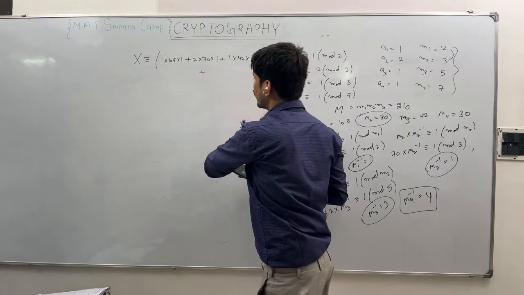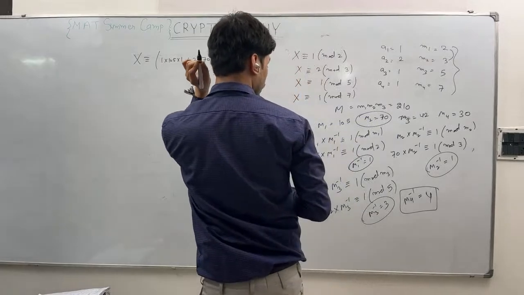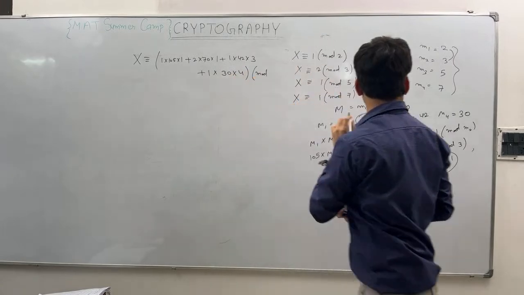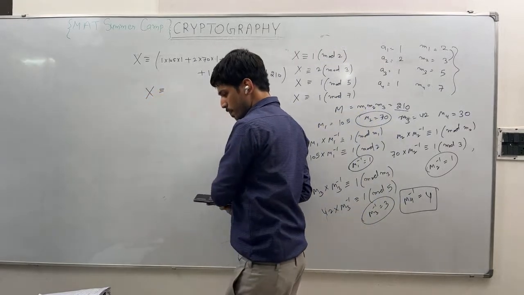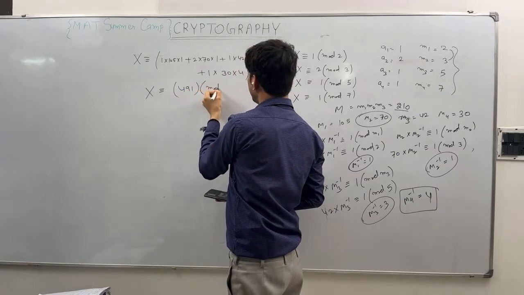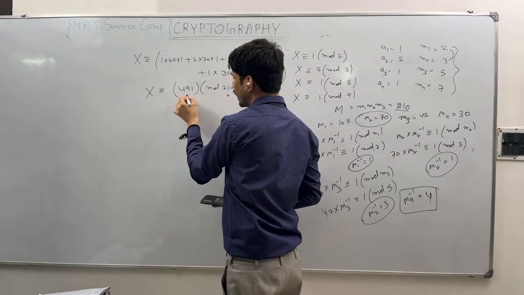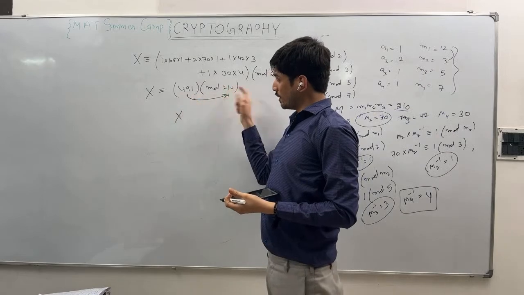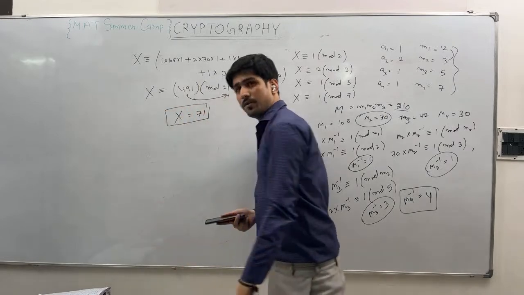Now let's do the last one. What is A4? 1. M4 is 30. M4 inverse is 4. Then outside we write mod capital M. What is capital M? 210. All of you try to add all these things. From here you will get 491. All of you try 491 mod 210, right? In other words, when you divide 491 by 210, what is the remainder? I think the remainder will be 71.